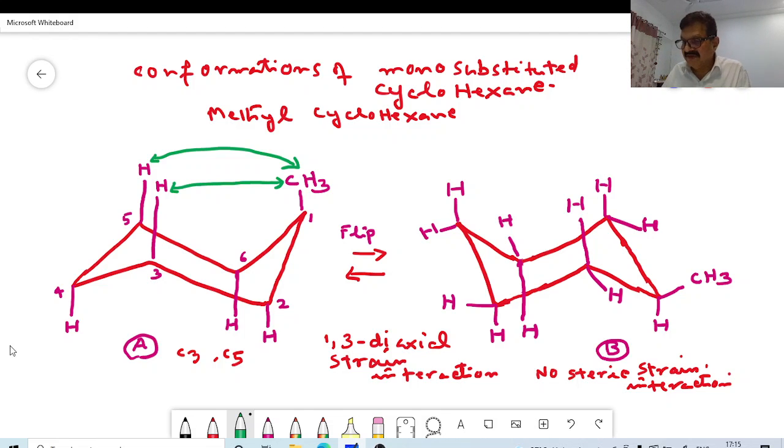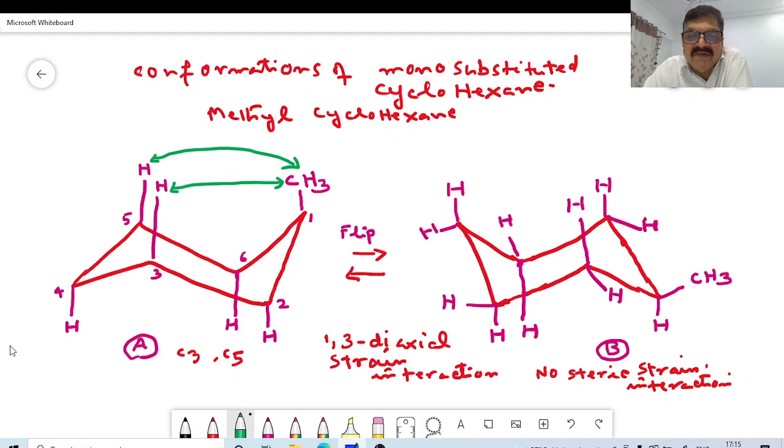Now, before that, I will just discuss one important point here. In conformation A, any bulky group in the axial position is always unstable. Rather, the energy will be high. An axial methyl group is close to, I will just explain to you.